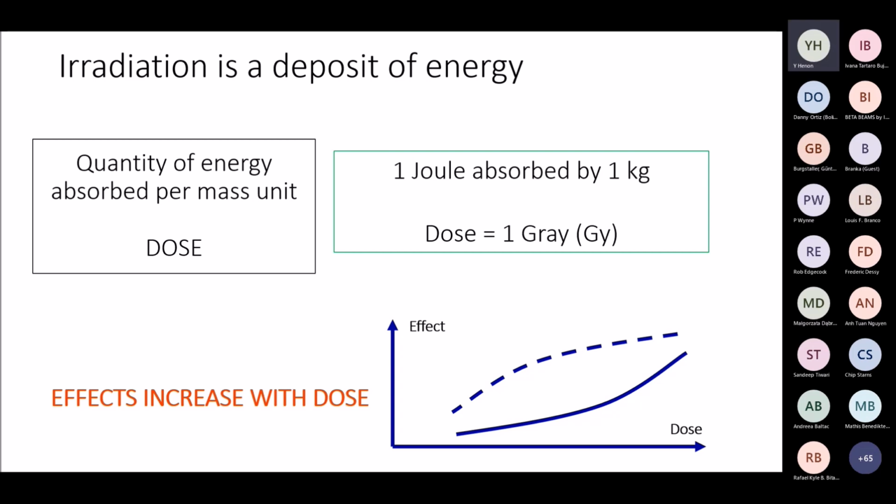that irradiation is essentially a transfer of energy by which the energy emitted by a source is deposited in a target. The key parameter is the dose, and the dose is simply the quantity of energy absorbed per mass unit. The gray is the unit, and when 1 joule has been absorbed in 1 kilo of matter, you have delivered a dose of 1 gray.